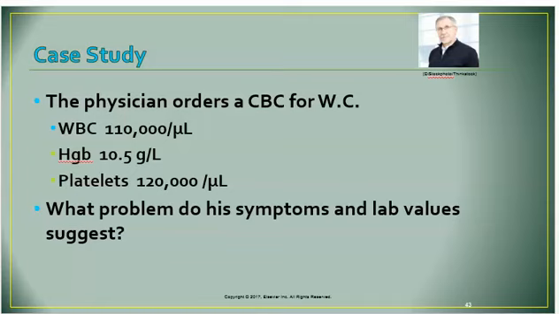Well, the physician's going to order a CBC for him. White blood cell count is 110,000, hemoglobin 10.5, and platelets 120. Which of these are abnormal? What are you going to do about it? Well, that WBC count doesn't look very healthy, does it? And the hemoglobin's a little bit low. Platelets look like they're okay, maybe a little on the light side. So you better know your lab values. What do you think?